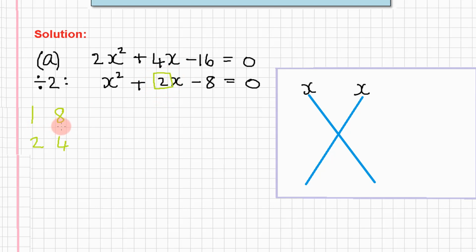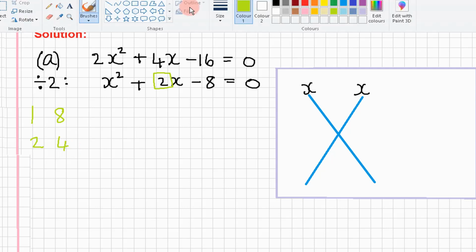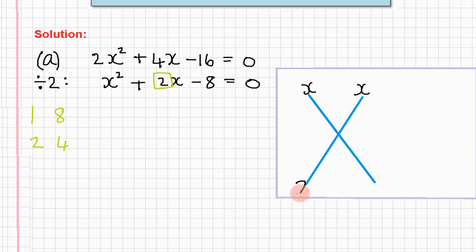Now, the sum of 1 and 8 is 9, which isn't 2, and the difference between 1 and 8 is 7, which is also not 2. The sum of 2 and 4 is 6, which isn't 2, but the difference between 2 and 4 is 2. So we're going to use 2 and 4 as factors of 8. So 2 and 4. We cross multiply. X times 4 is 4x, and x times 2 is 2x.